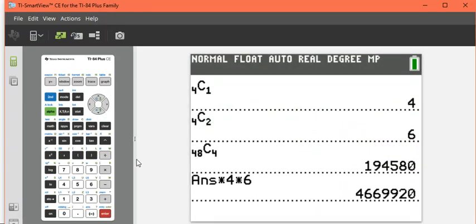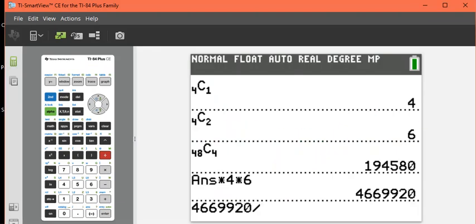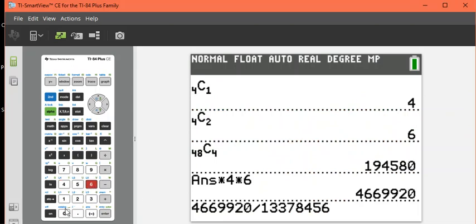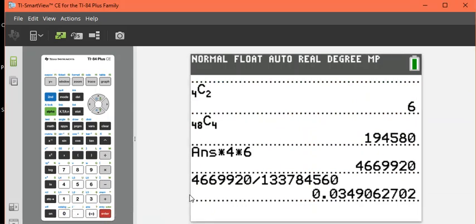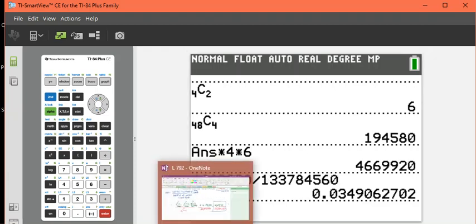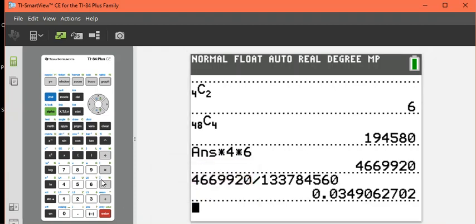Let's take a look at the decimal approximation here. If we take this number and divide by the denominator, let's see what we get. Let me pull that denominator back up. There we go, this is what we get. Because this decimal is so close to 0, this is another rarity for a 7-card hand. I'll round this one, we'll say about 0.0349.